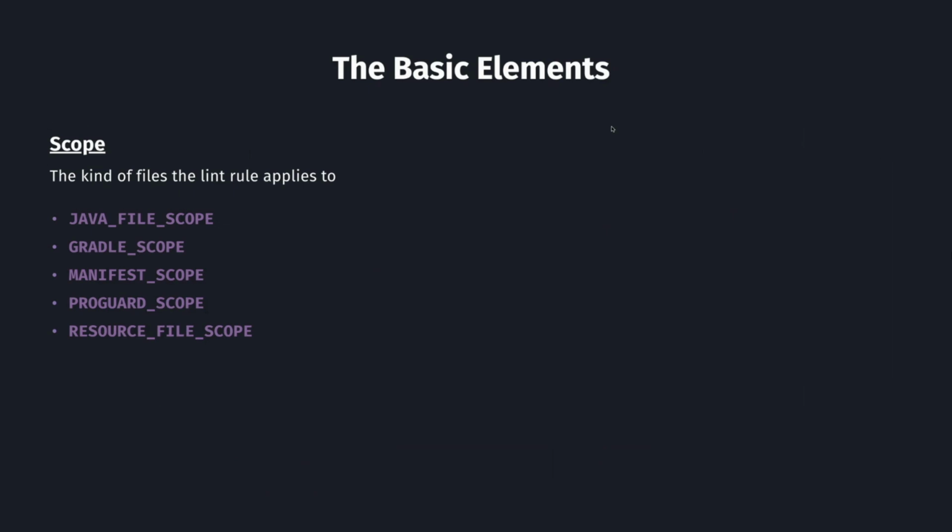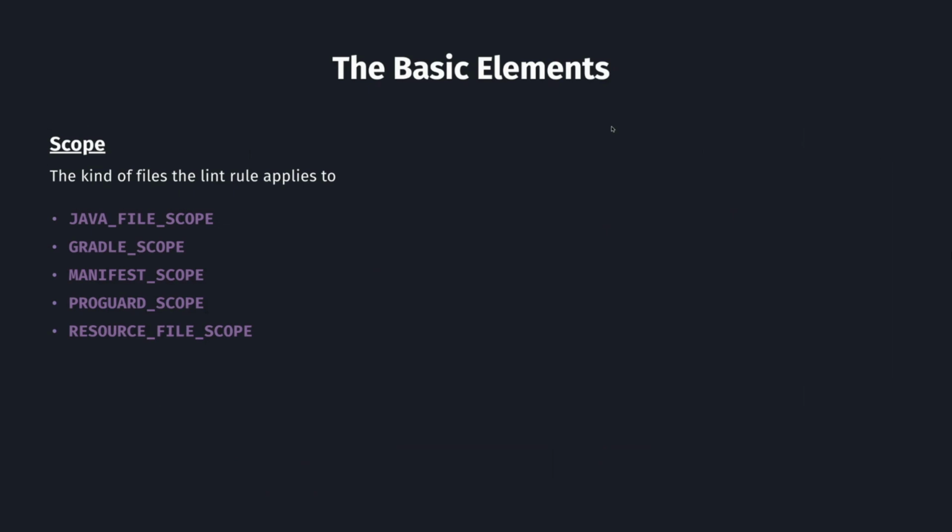Now, the resource file scope might not seem as specific as the others because it specifies particular file types. It's a bit broader scope, and we'll see later on how we can narrow down that scope. And you might wonder why there is no Kotlin file scope. That's because whatever lint rules you write for Java file scope, they're applicable to Kotlin file scope as well.